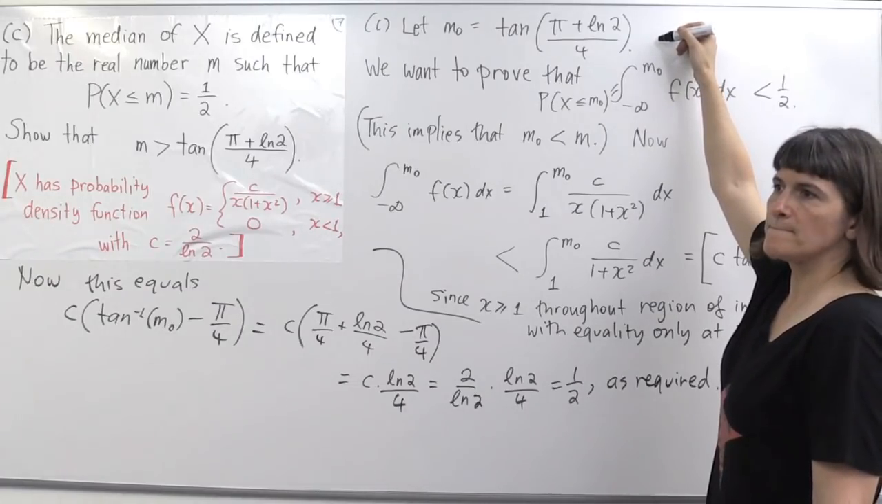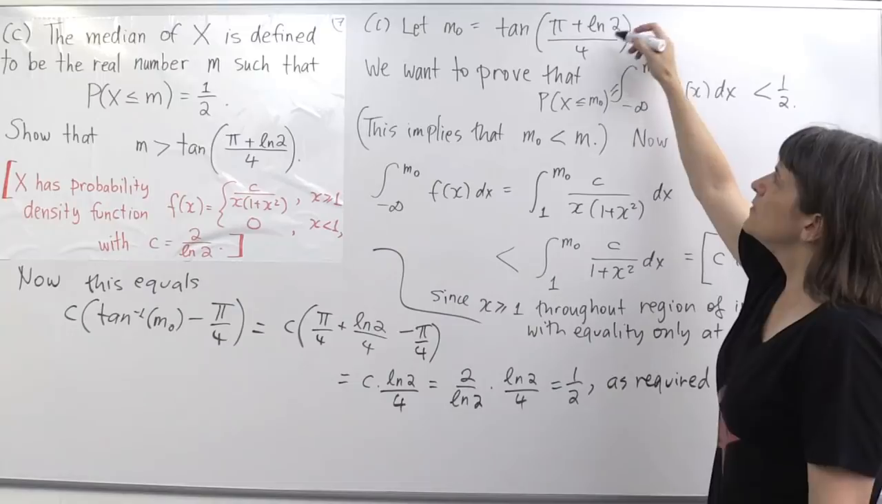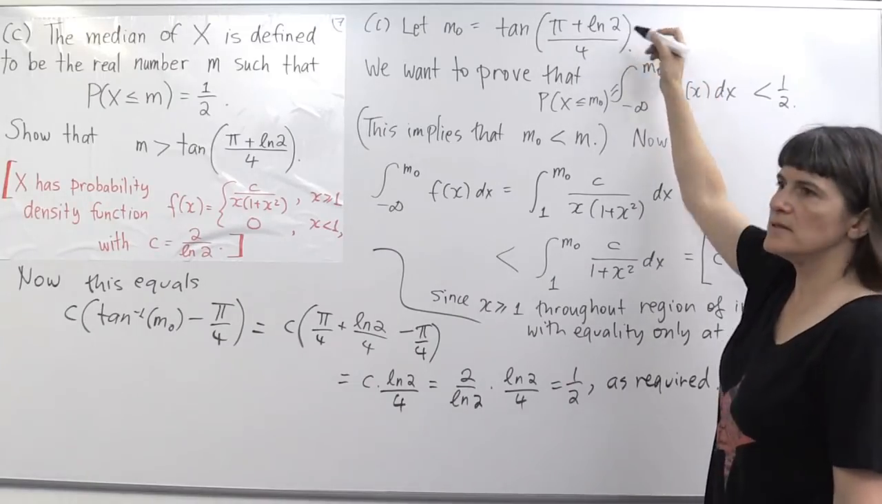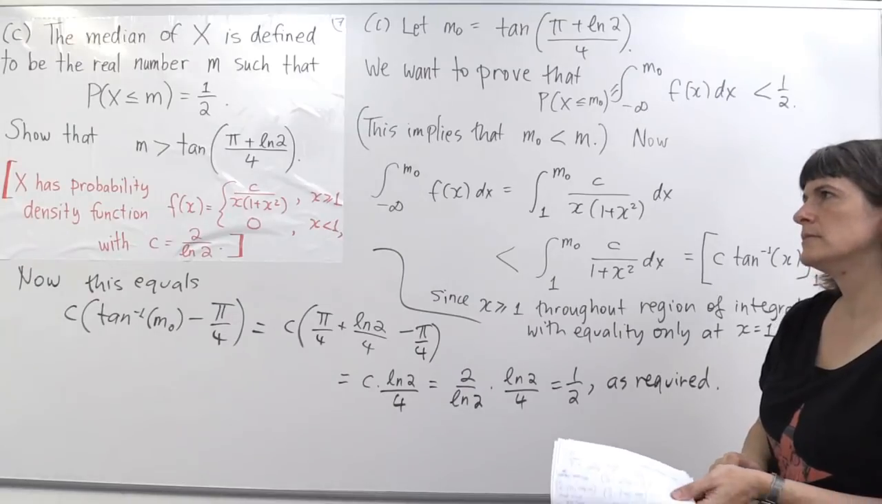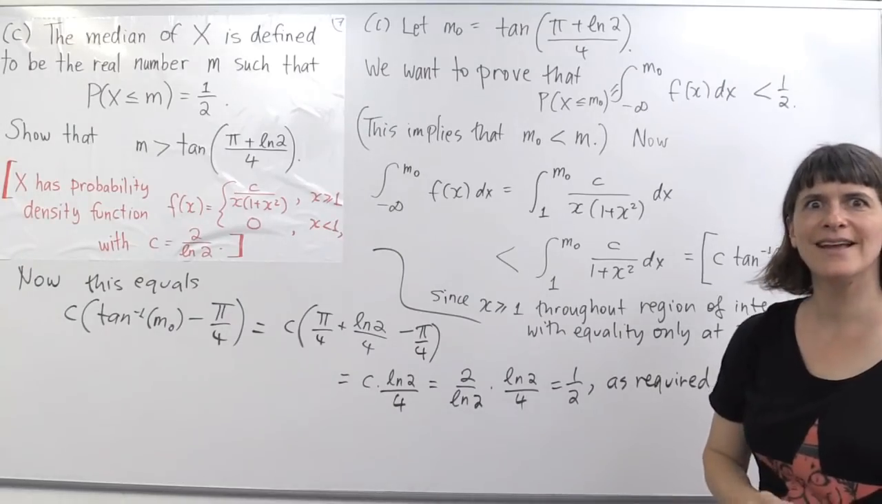Tan of pi on 4 is 1, isn't it? Tan of pi on 4 is 1, yep. And this is tan of an angle bigger than pi on 4, so it must be bigger than 1, because tan's an increasing function. Tan's an increasing function, ladies and gentlemen.